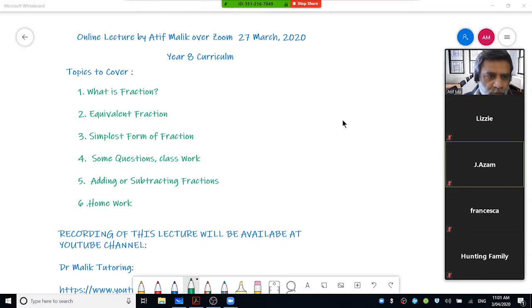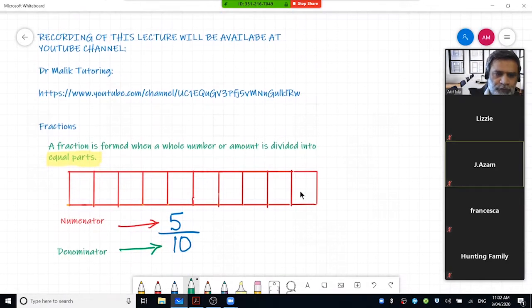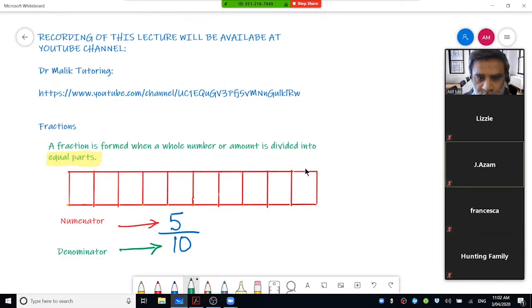Going back, what we covered in the last lecture was what a fraction is, equivalent fractions, and the simplest form of a fraction. We did some classwork on adding and subtracting fractions, and then I gave you some homework. So what is a fraction? A fraction is when a whole number or amount is divided into equal parts. I'm not going to repeat the last lecture, just a little revision.